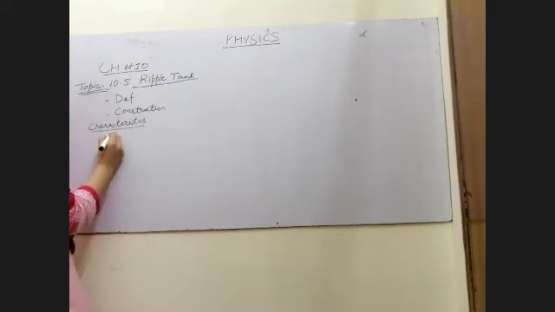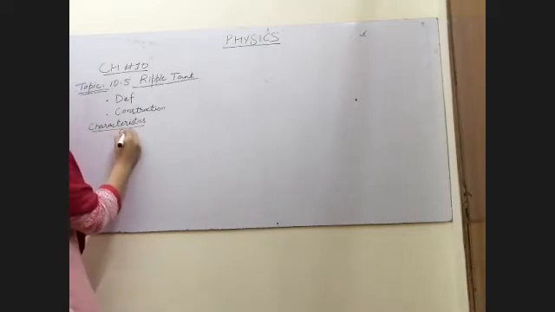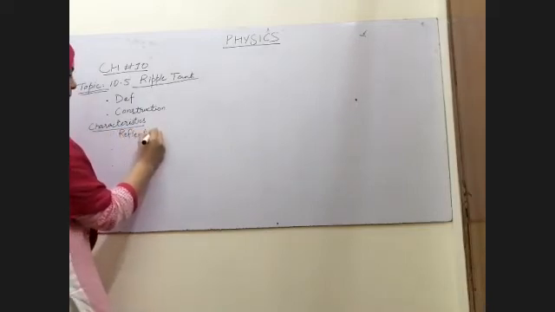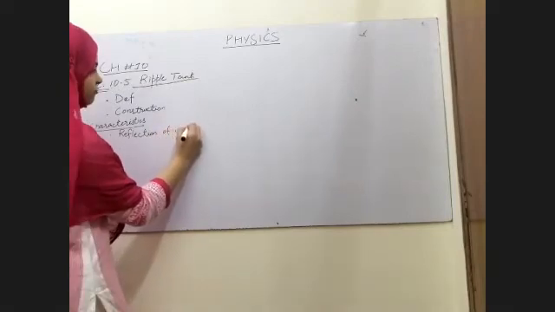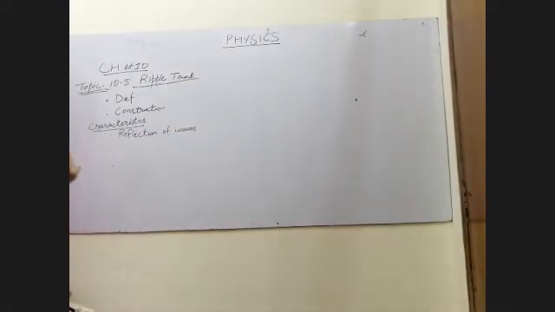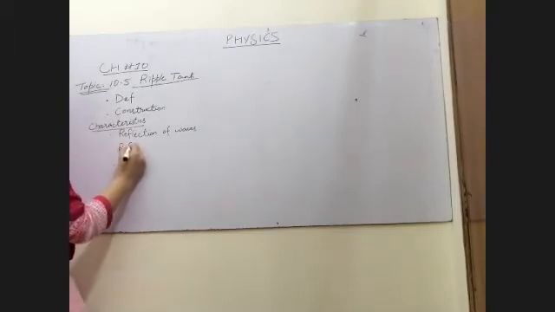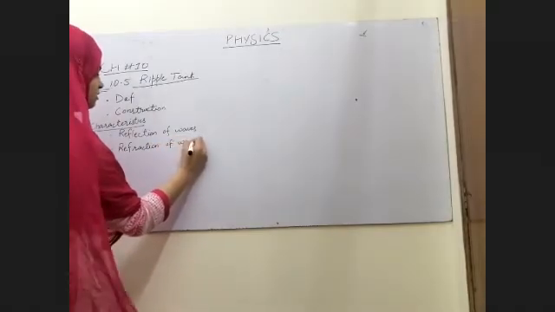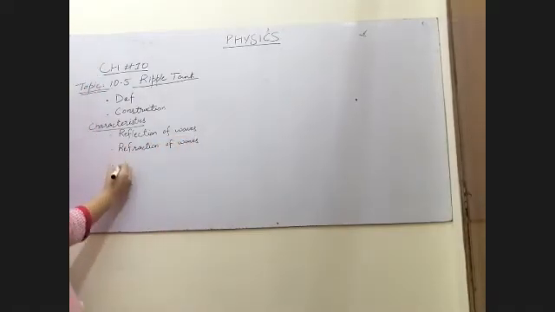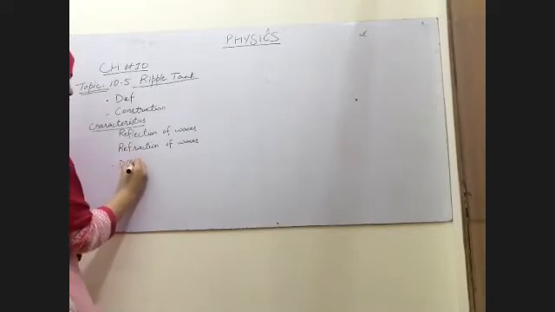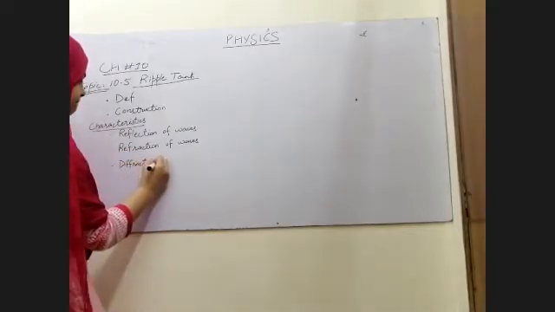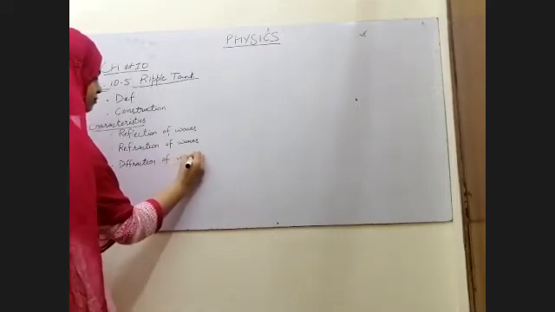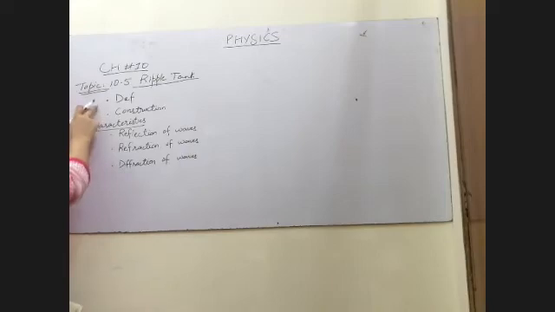And in characteristics, we have three types. First one is the reflection of waves. Second one is the refraction of waves. And then the last one is the diffraction of waves. So we have to study these five points in this topic, the ripple tank.